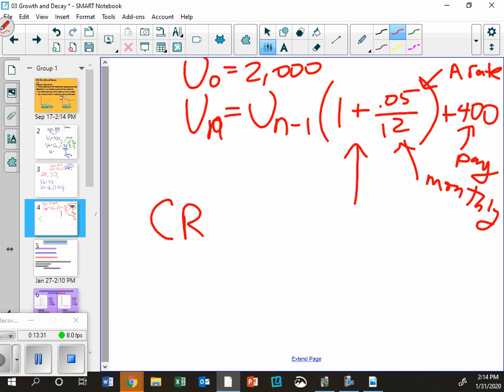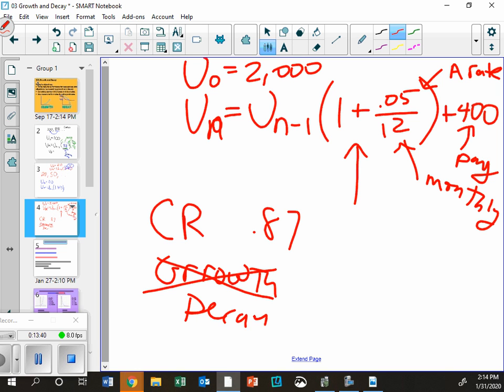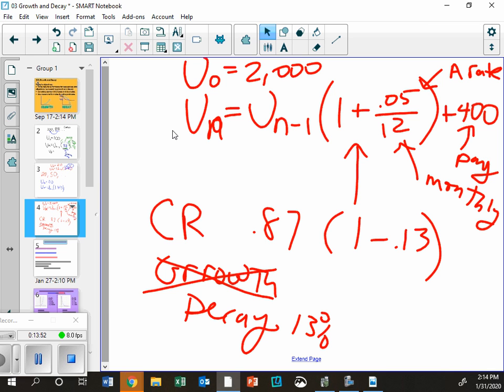Common ratio, 0.87. Growth rate, first of all, it isn't growth. Decay rate is not 87%. So if you had written this like this, you'd have known it was 13% decay. And you wouldn't have said 87% and got it wrong. Okay, so anyway, enough on my high horse for that. I strongly encourage you to use 1 plus or 1 minus whenever you would say 0.88, say 1 minus 0.12.